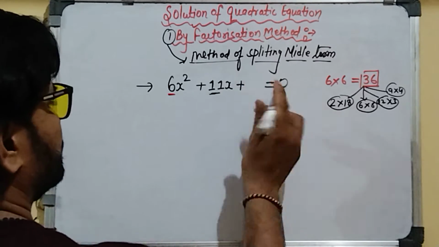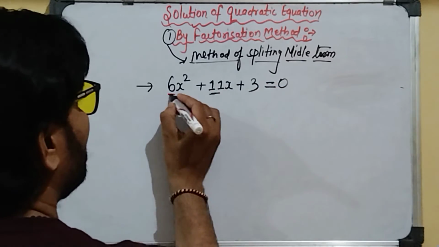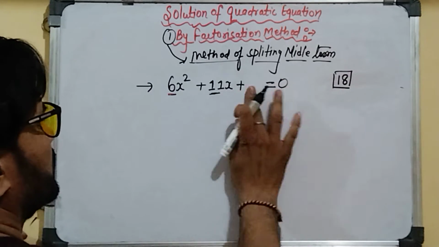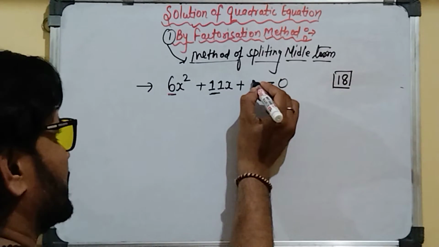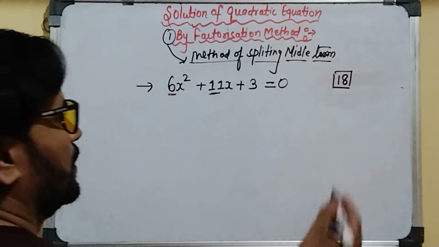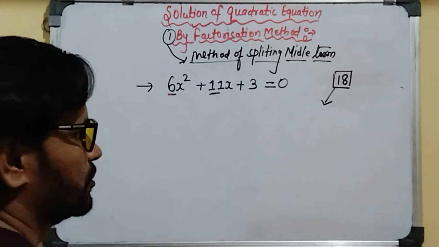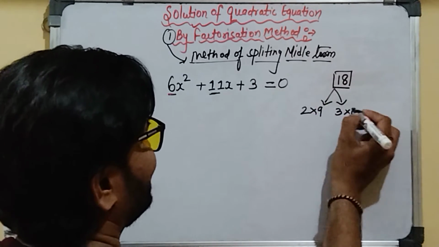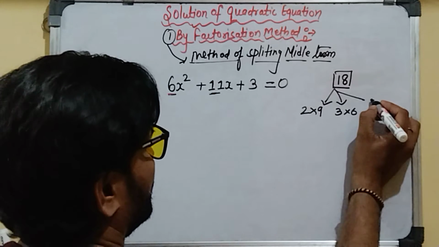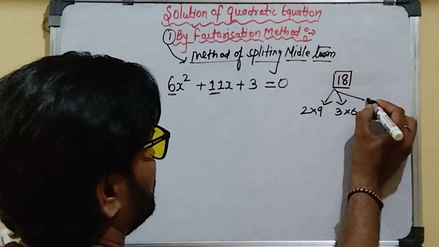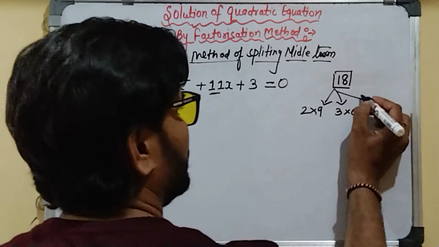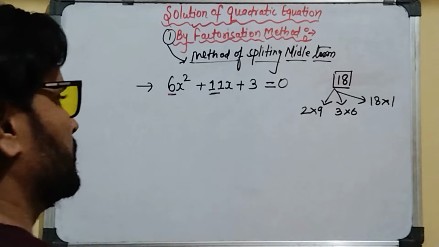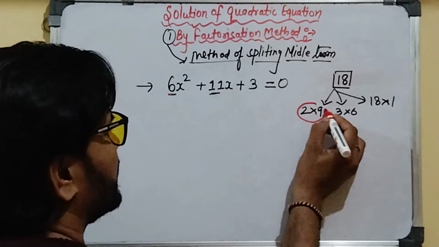Sorry, here it is 3. Then 6 threes are 18. Okay, the question was wrong. First of all we wrote 6, but here it is 3. Then 6 threes are 18. So we have to choose the factors of 18. Okay, then 2 nines are 18, 3 sixes are 18, and also 18 ones are 18. Okay, so we have to take one factor pair from which we get 11.